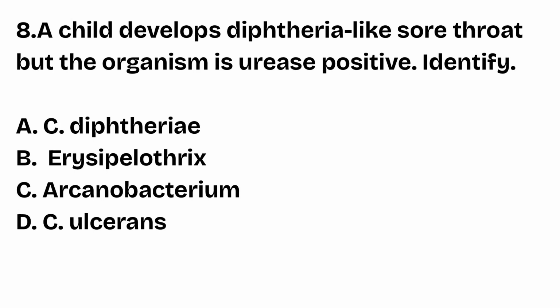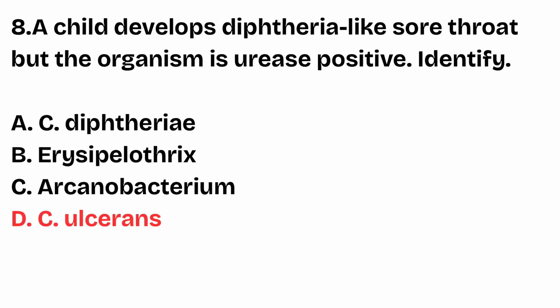Question number 8. A child develops diphtheria-like sore throat, but the organism is urease positive. Identify. Corynebacterium diphtheriae, Erysipelothrix, Arcanobacterium, Corynebacterium ulcerans. The right answer is option D, Corynebacterium ulcerans.